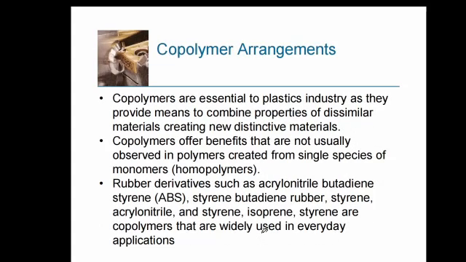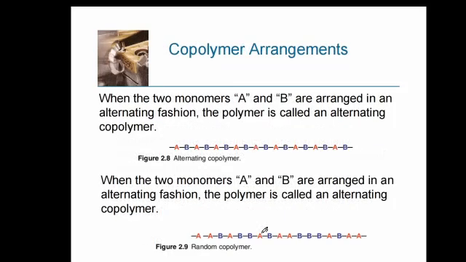We also have polymer structures or polymer arrangements, which is known as copolymer. And in a copolymer, you have two different monomers that are alternating in one polymer. For example, as shown here, this polymer is made up of monomers A and B, and they are alternating, one following each other.